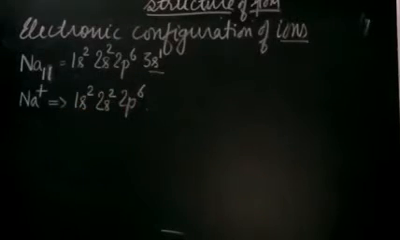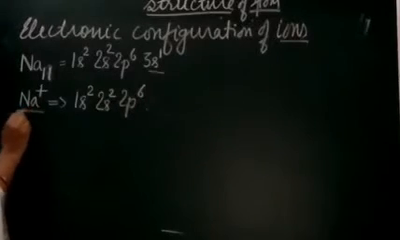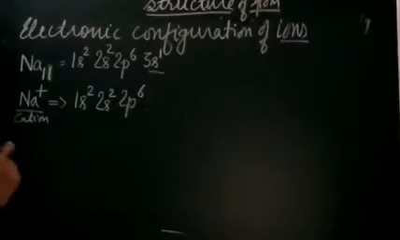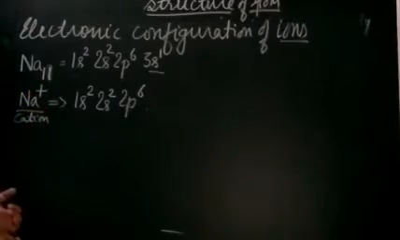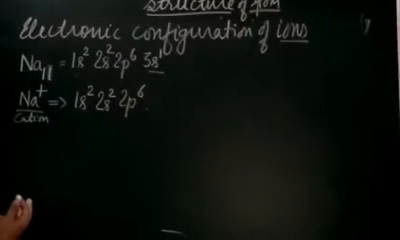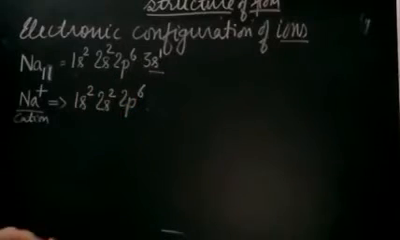Right, students? This is the formation of the cation. So how is the cation formed? It is formed by the loss of electrons, and you should know this, because if it is bearing a positive charge, we have to lose electrons. And the electron will be removed from the outermost shell.